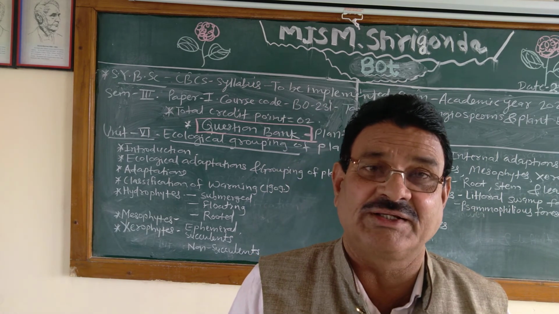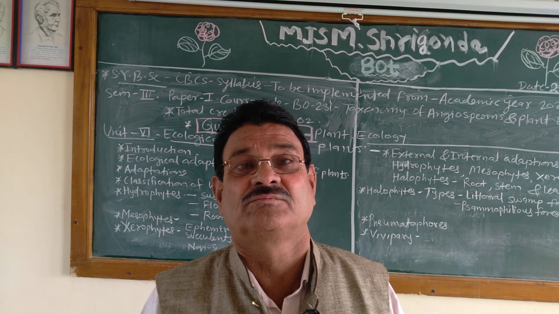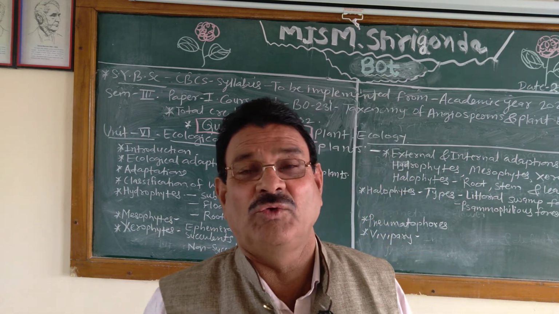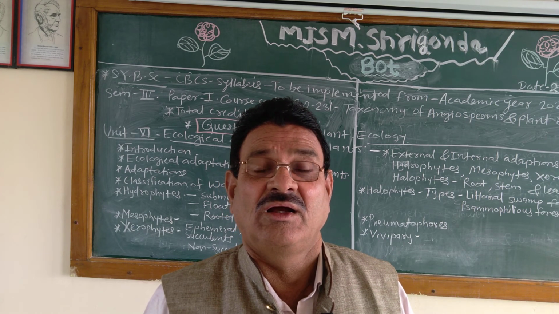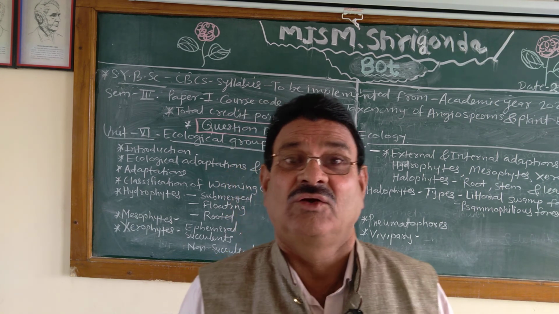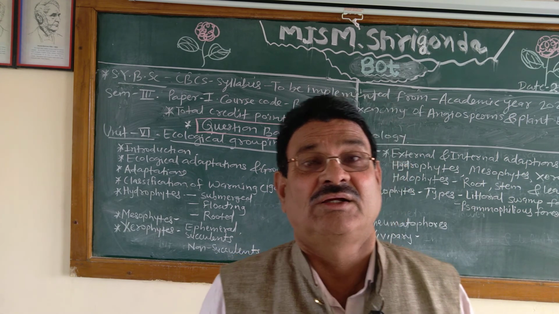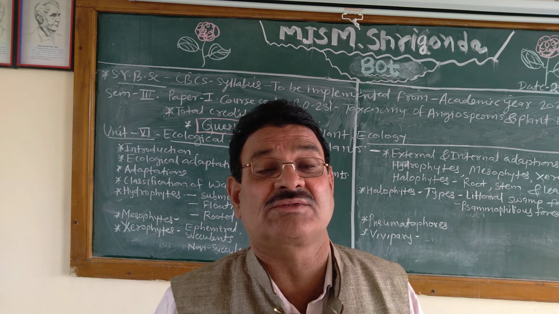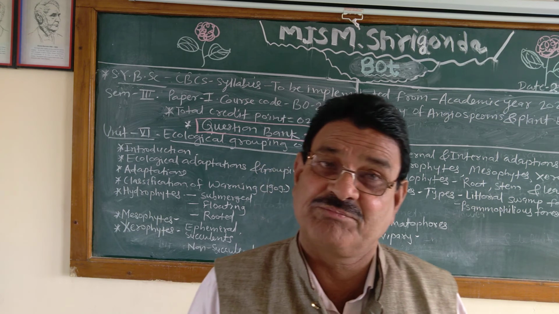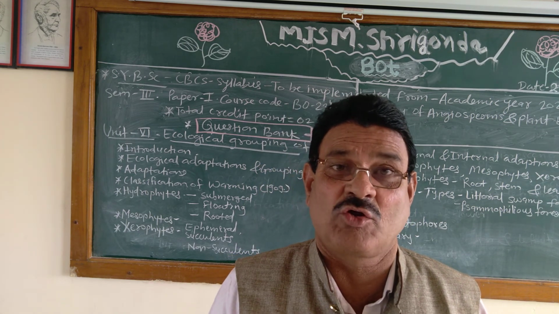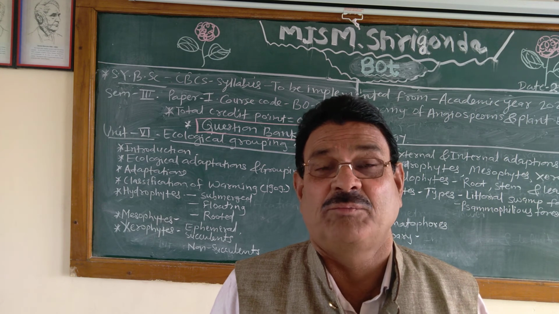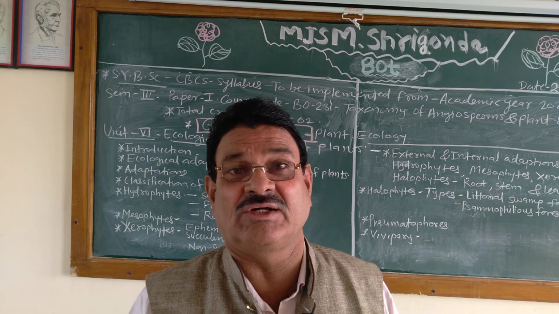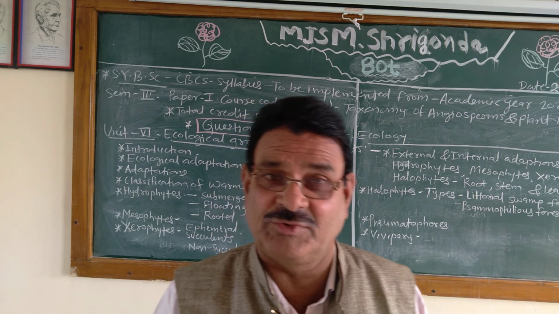The aim of this video lecture is only for educational purpose for SYBSc students. Today we learn how to ask questions on unit number 6, ecological grouping of plants. This is the sixth question bank for SYBSc students, paper 1, semester 3, taxonomy of angiosperms, credit 2, plant ecology, and this is the last video lecture for SYBSc students.